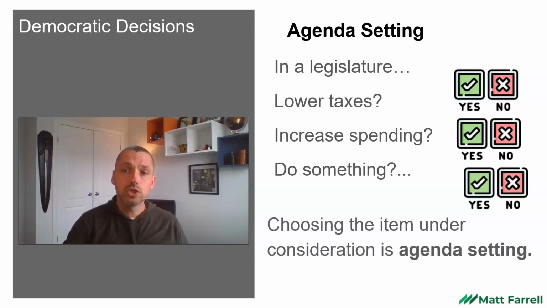Who gets to choose that item under consideration? The ability to set the range of options is called agenda setting. To choose what gets voted on, to choose the range of alternatives. That is a very important power in democratic decision making.